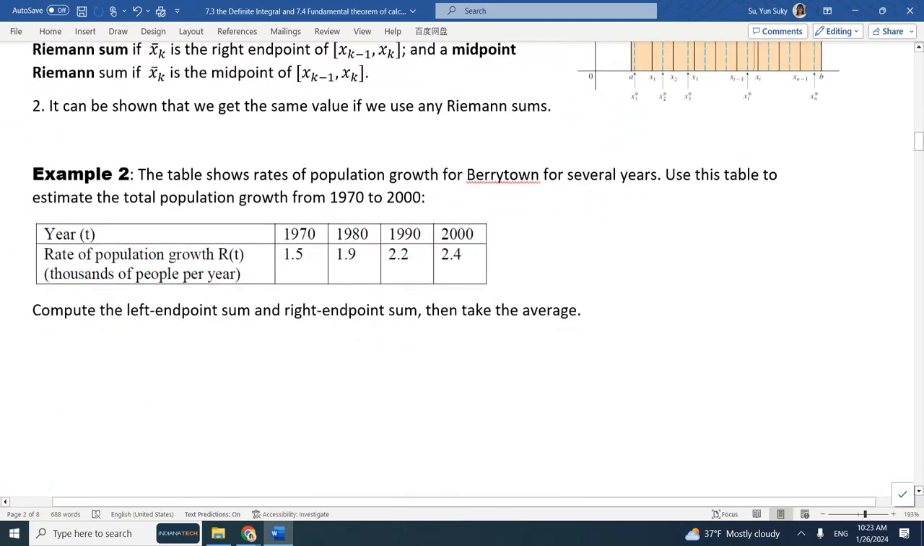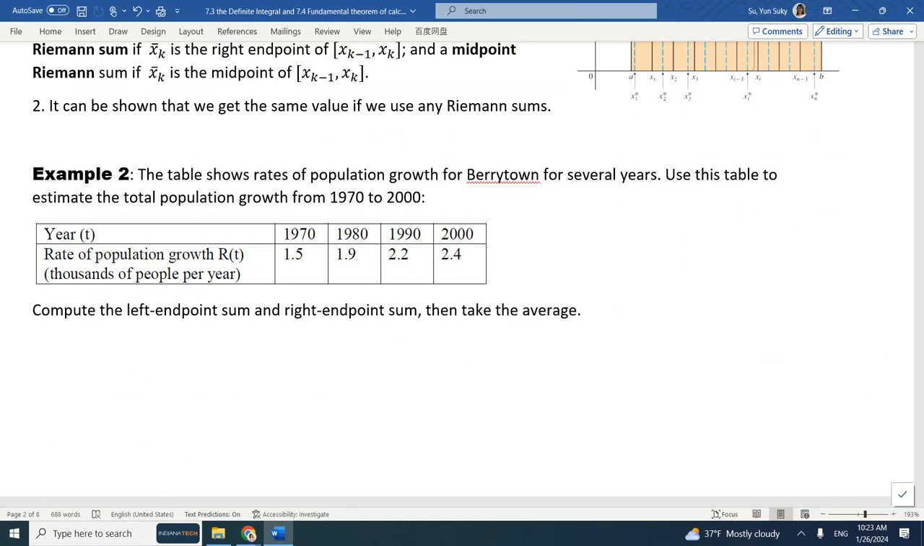And that is how to approximate the area using the Riemann sum. And how do we do the examples? Look at the table. The table shows the rates of population growth for Barry town for several years. Use this table to estimate the total population growth from 1970 to 2000. So we have the years and the rates of population growth in the table.